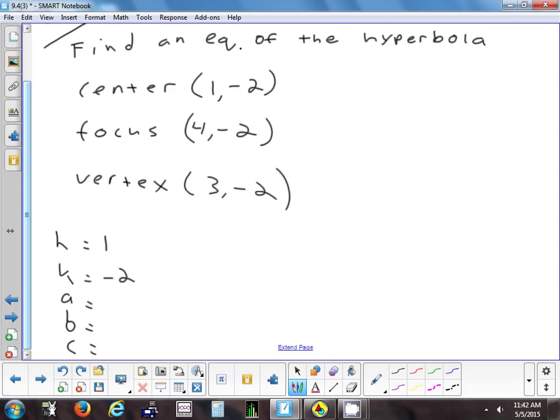Kelsey, what's the distance between the center and the vertex? 2. Yeah, they're 2 units apart. Then the distance between the center and the focus? 3. Yep, they're 3 units apart. Now we're going to find B, which is going to be square root 5. 9 equals 4 plus b squared. So it's c squared equals a squared plus b squared. I feel like we've been getting 5 or square root of 5 for a lot of these. Just a coincidence. So b is the square root of 5.